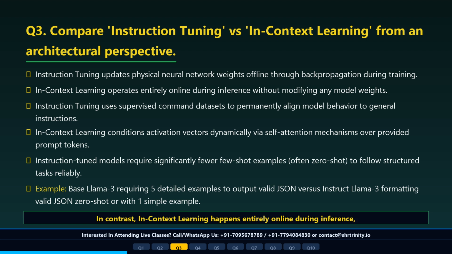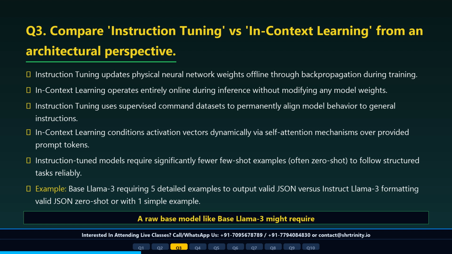In contrast, in-context learning happens entirely online during inference, without altering a single weight parameter. Instead of changing physical weights, in-context learning conditions activation vectors dynamically through self-attention mechanisms over the tokens present in your current context window. Because instruction-tuned models already have weight-level task alignment, they require vastly fewer few-shot context examples to execute complex tasks correctly. To illustrate this step-by-step, consider deploying a model to generate valid JSON payloads.